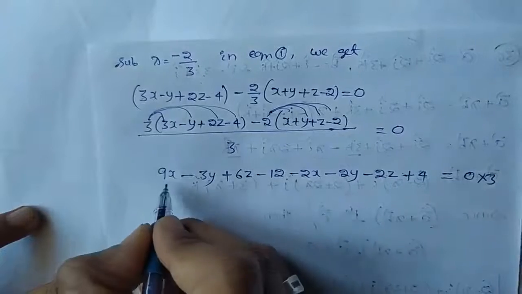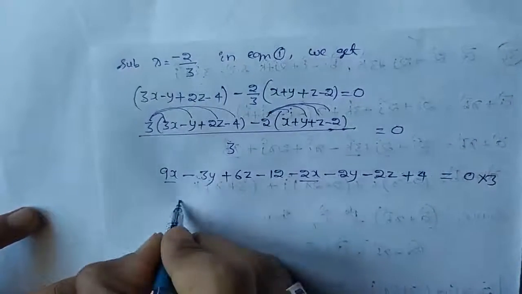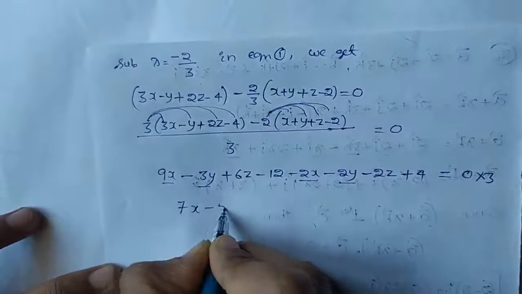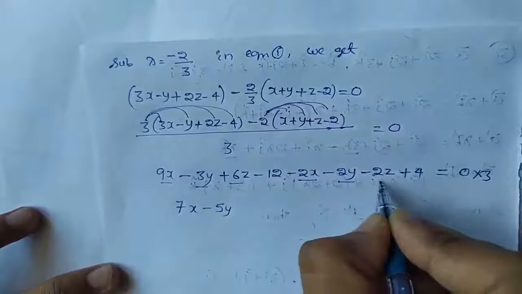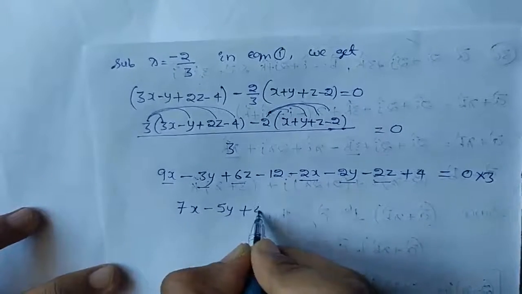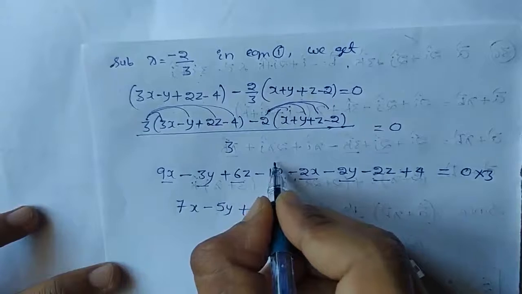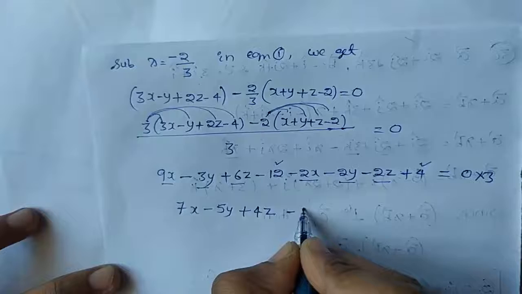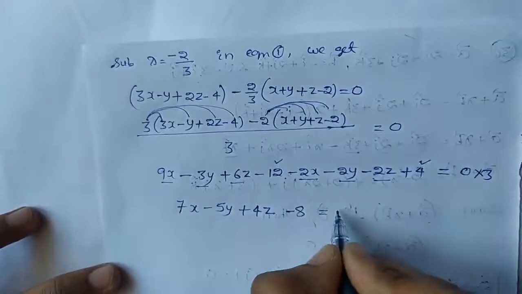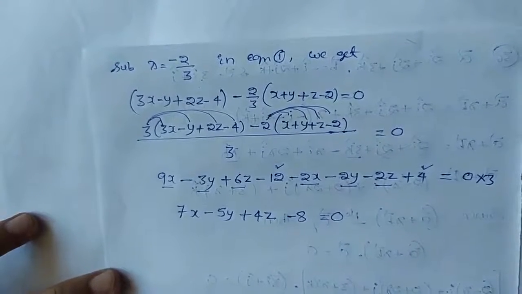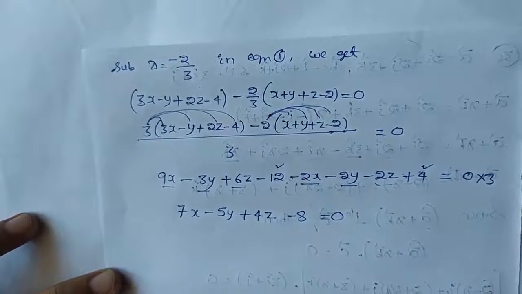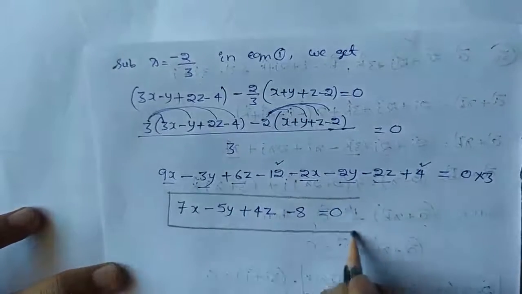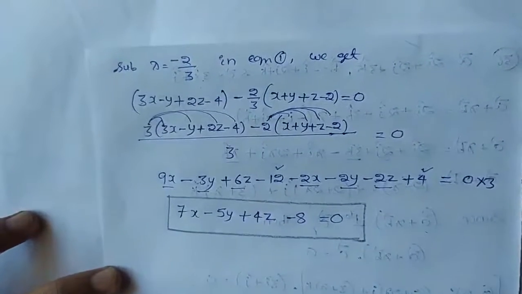9x minus 2x is 7x. 3y minus y is minus 5y. 6z minus 2z is plus 4z. Minus 12 plus 4 is minus 8 equals 0 into 3, which is 0. Hence it is the required equation of a plane. And also this method is used for CET.